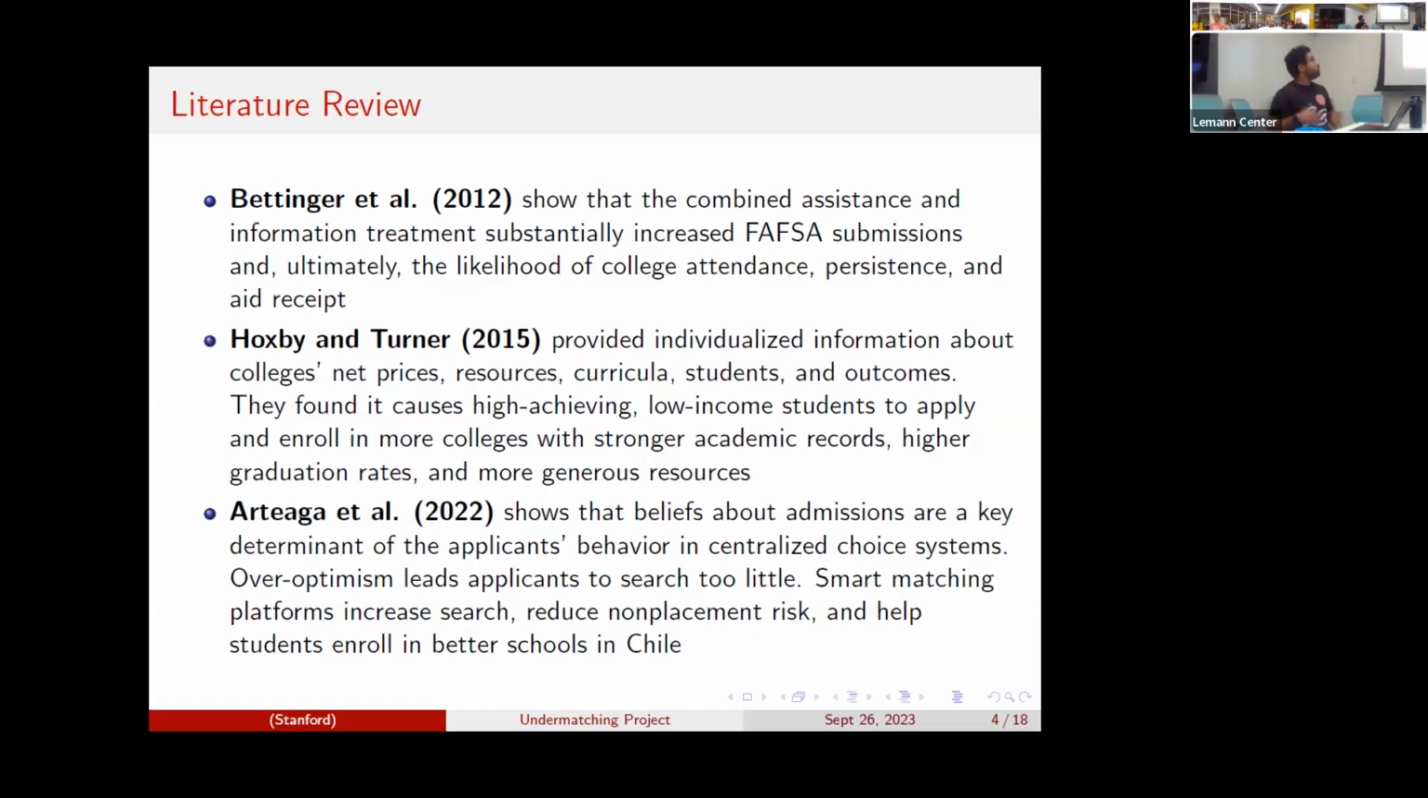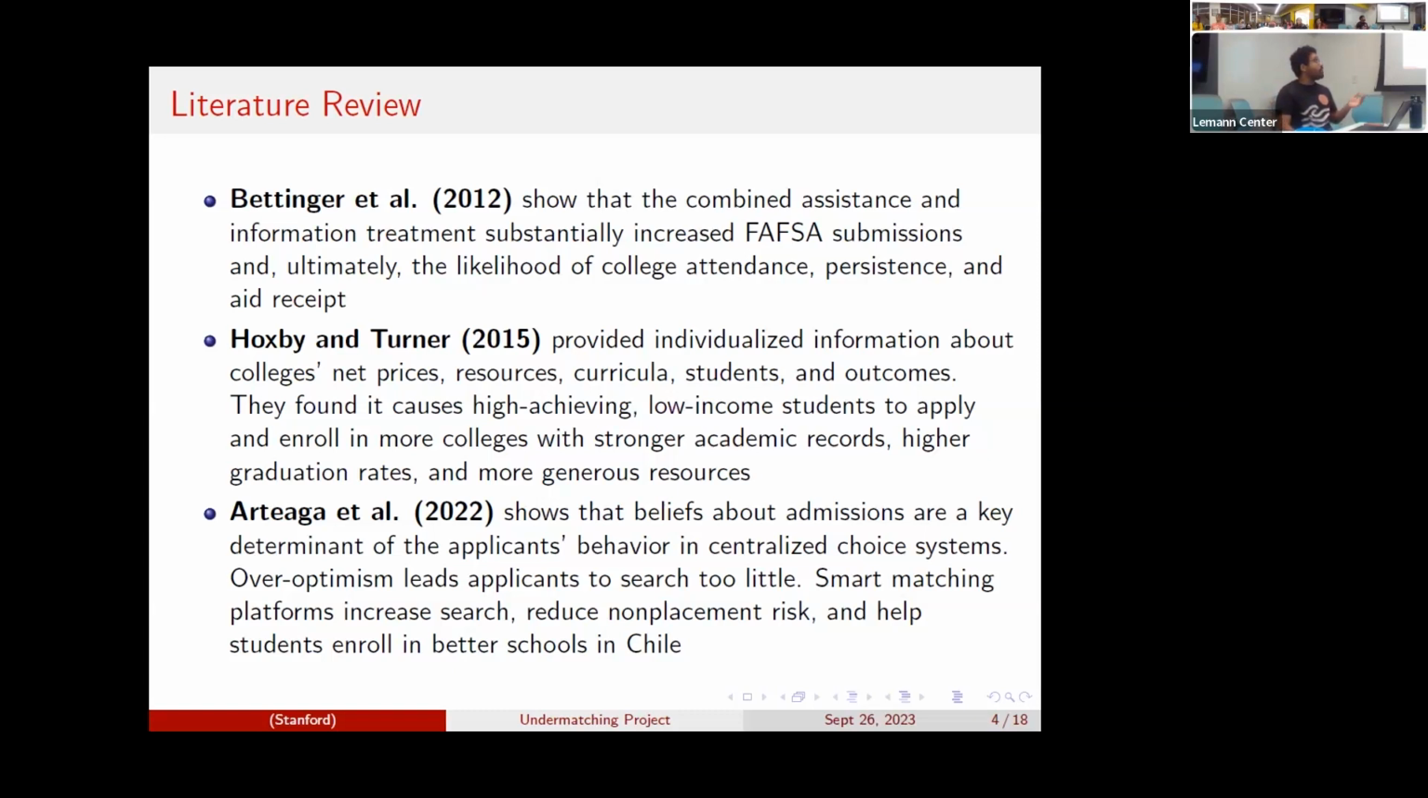The first work is from Professor Bettinger. Basically, it is a combination of assistance and information about the FAFSA, which is an aid offered by the US federal government that students can receive to support them during college. Also, Hoxby and Turner did a similar work, also providing information for students about the cost, the curricula, what the profile of the student body is, and also future outcomes in terms of the labor market.